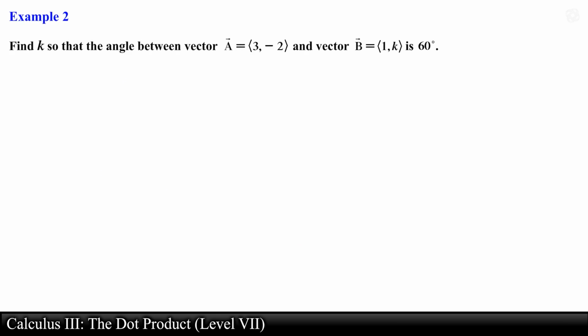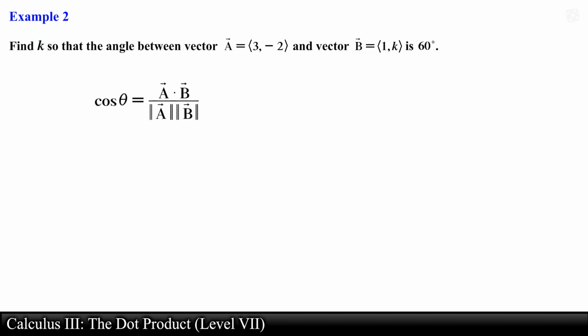Find k so that the angle between vector a and vector b is 60 degrees. This problem looks very similar to the previous example, but what's different about this problem is that we are not dealing with a unit vector, and we only have one component as our unknown. In this case, the y component. So, let's go ahead and find the value of k that would make the angle between vector a and vector b equal to 60 degrees.